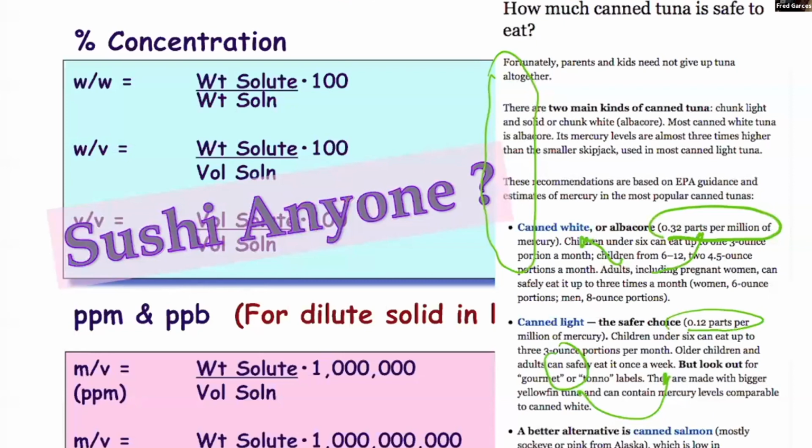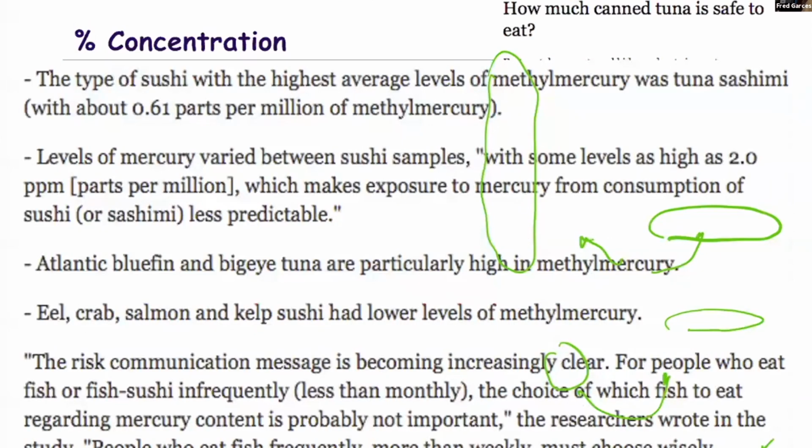If you go with salmon, that's probably the best thing. Hardly any mercury, just trace on that. So right here, it kind of tells you, again, they quote things in parts per million, because if they did it by percent, it'll be so small that you might just dismiss it.